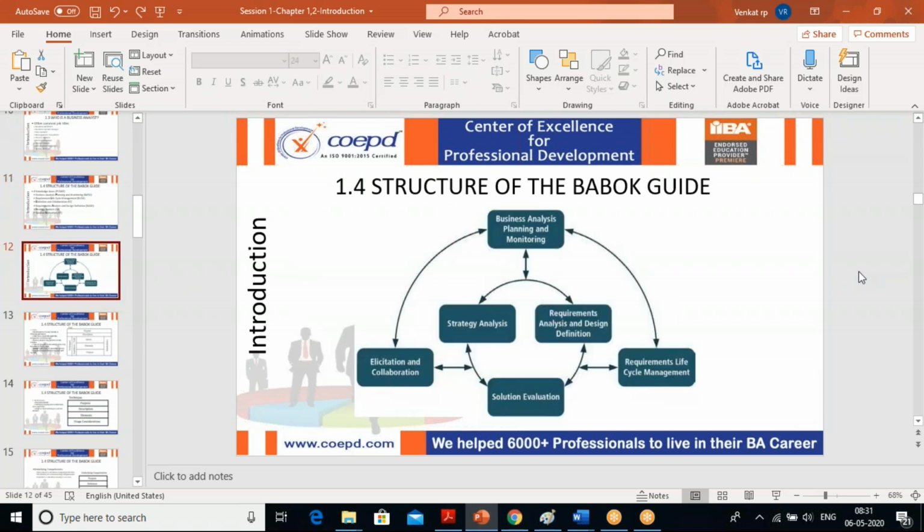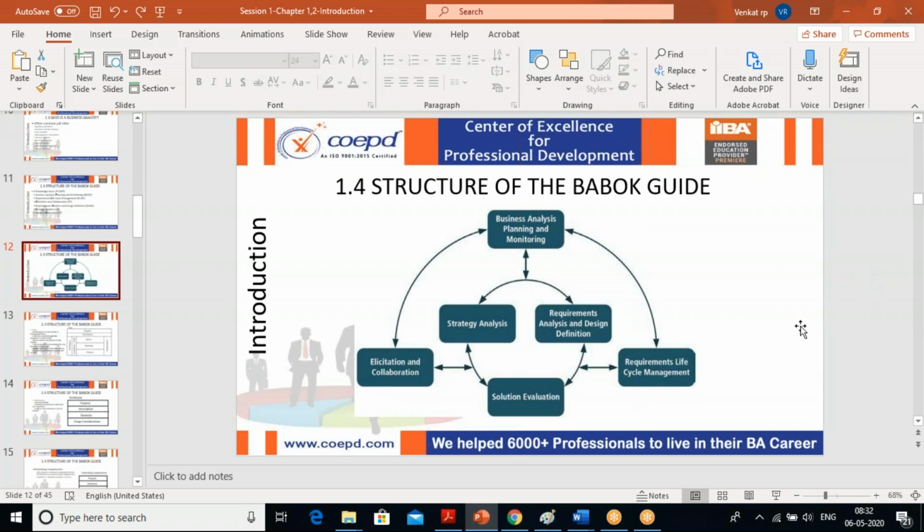Now, if you look into the structure of this, how the six knowledge areas are related with each other. Business analysis planning and monitoring covers how business analysis can be done. You should have a framework of it, and you should have a governance of business analysis. This is common to all projects, whatever projects or initiatives you take. Initially we plan how business analysis should happen, and we also come up with the governance of the business analysis. Both will be here.